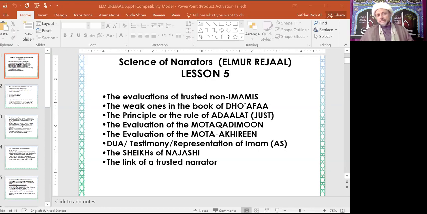So the scholars said that yes, Sheikh al-Mufid used to take from the reliable. So we are going to see the discussions on these principles. These are all principles used when we have doubt, a doubtful case: should we rely on this narrator or not? Then we apply these principles.